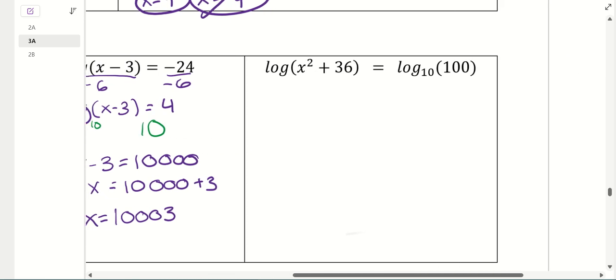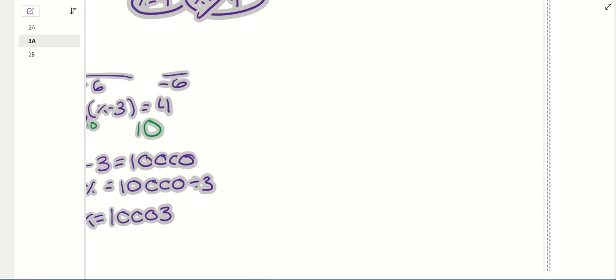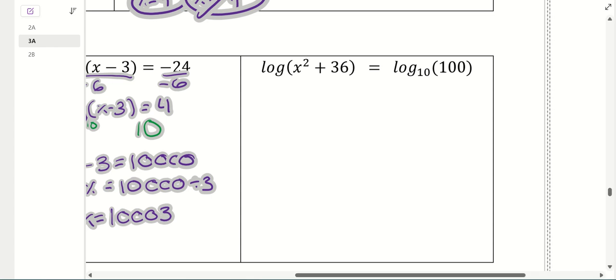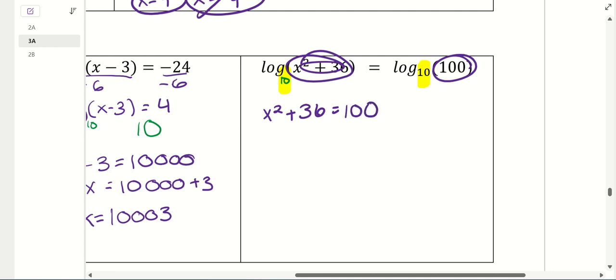All right, this last one, if the bases are the same, we get to say the insides are equal. And these bases are the same because even though one doesn't have a base, we get to assume that it's 10. So we know that these bases are the same. So we get to say that x squared plus 36 is equal to 100. x squared equals 64. x equals plus or minus 8.